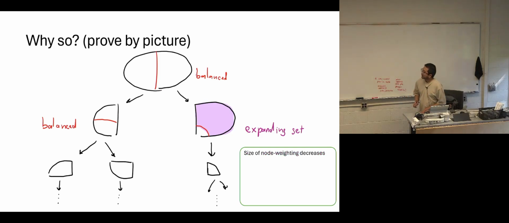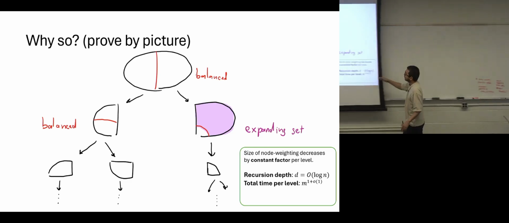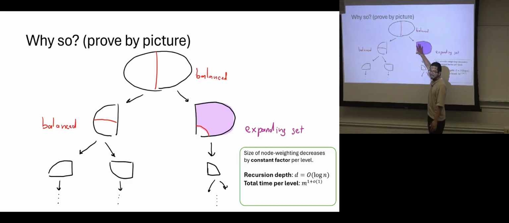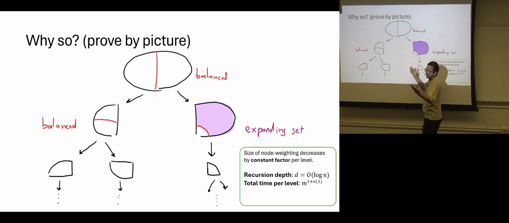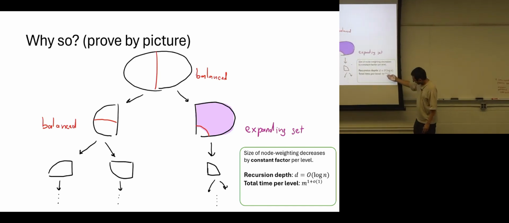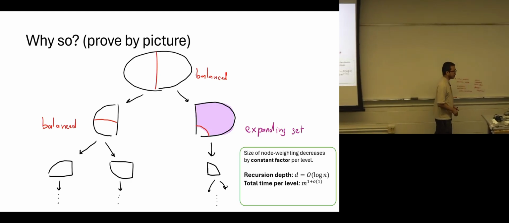It means that the size of the node weighting for each component that we recurse on will decrease by a constant factor, right? So the recursion depth is log n. And for the total time per level, we just need to do the cut matching game, which means we call max flow polylog times. So the time here is linear, the time here is linear. So the total is linear in the graph size, almost linear per level. So the total time is good.